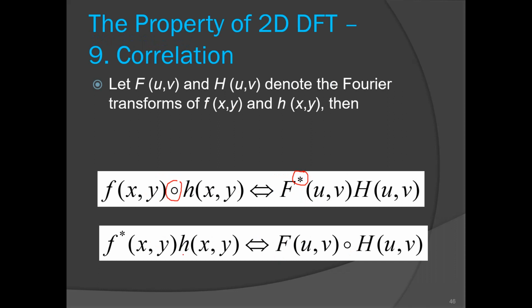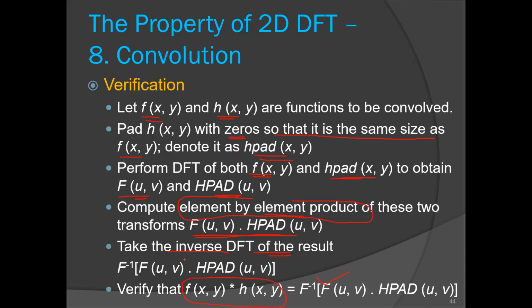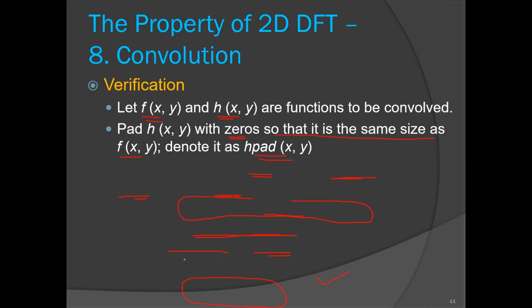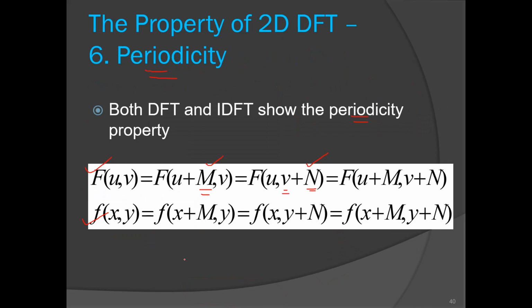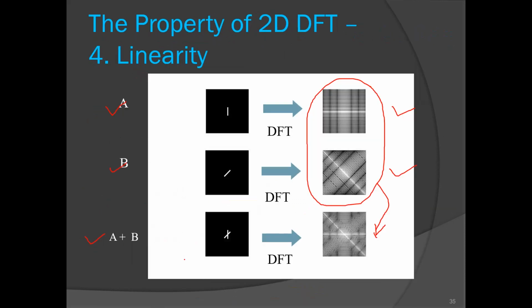Any doubt? These are the properties that we are going to use to process our image. In the next chapter we are going to discuss filtering in frequency domain. There we will make use of these properties, so then it will be more clear.